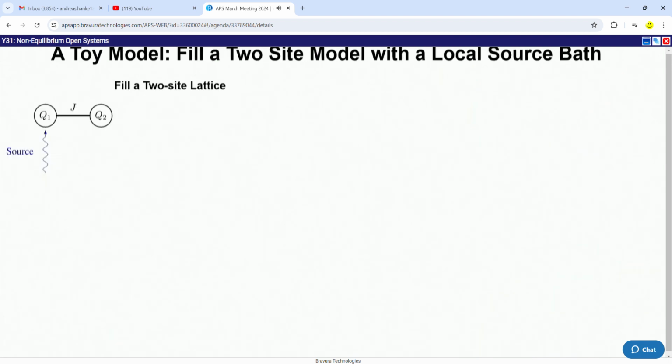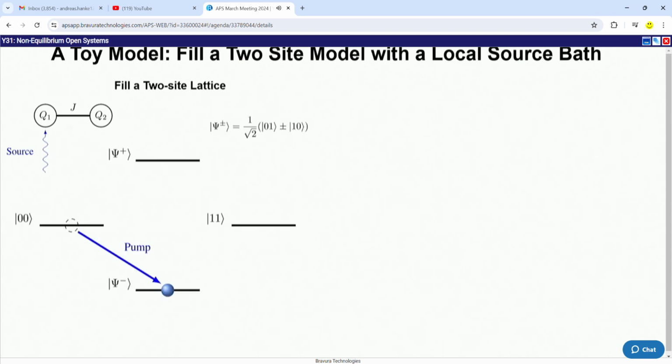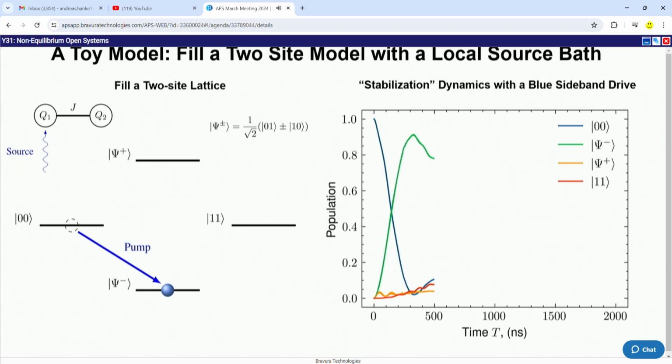Now we can discuss how to utilize these single-site buses, drain and source, in a many-body quantum system. Firstly, let's consider a simplified scenario, a two-site model. In this energy diagram, the eigenstates of the single-particle manifold are the superposition states plus and minus. Now we can couple a single source bus to one qubit and pump the lattice to the minus state. The red plot shows the population of different eigenstates.